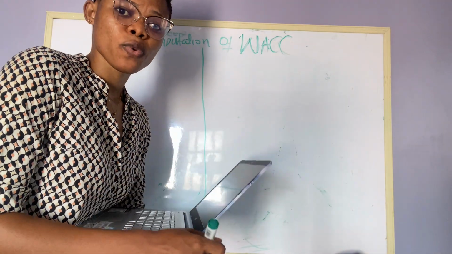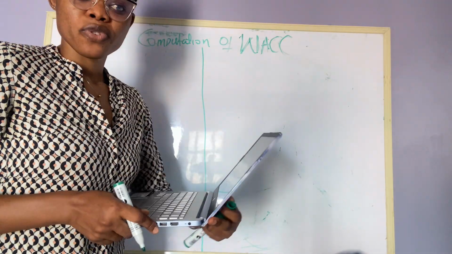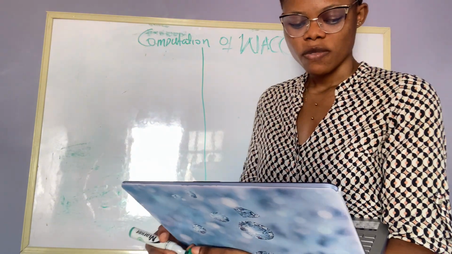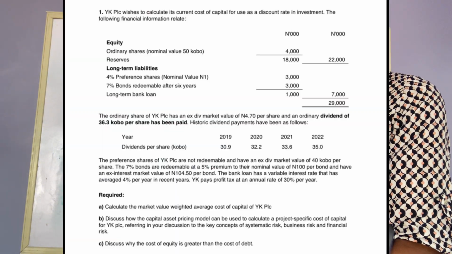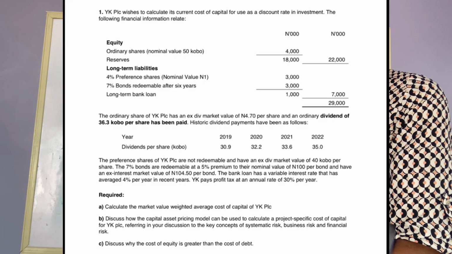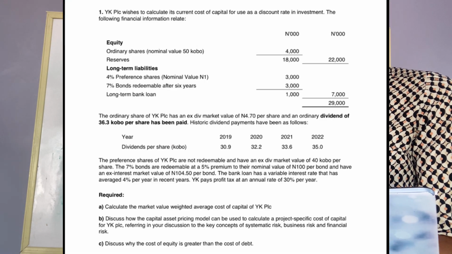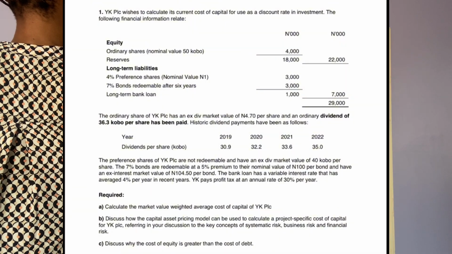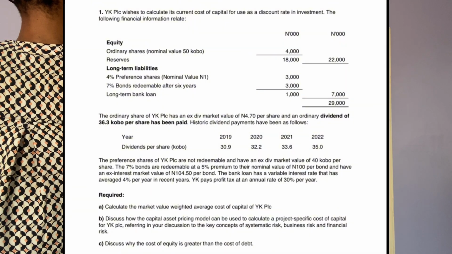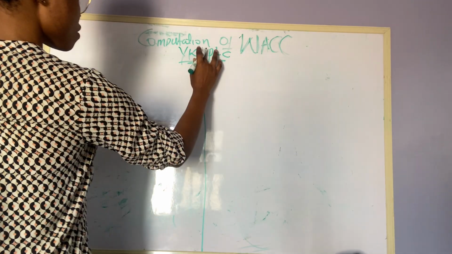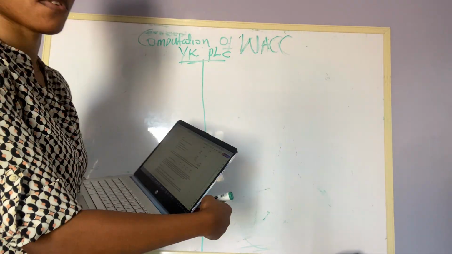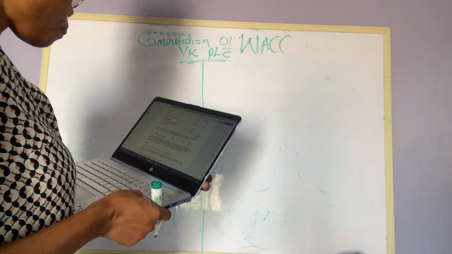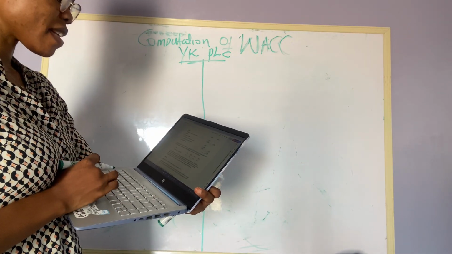When you are solving any question, you have to check your requirements so that you know what the question requires of you. So now our first requirement A says, calculate the market value weighted average cost of capital of YK PLC. That's YK. You know in ICAN it's important for you to write the name of the company, right? It's very, very important.